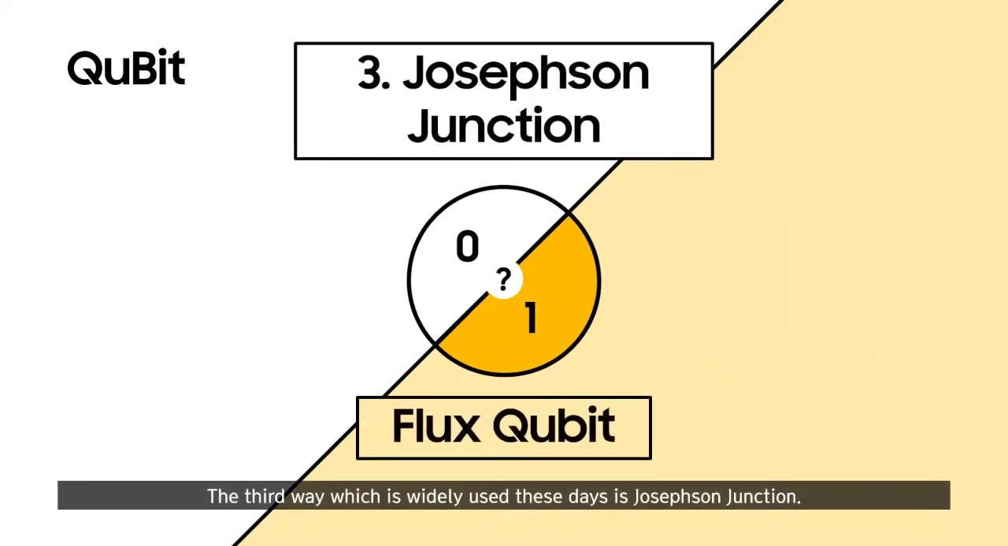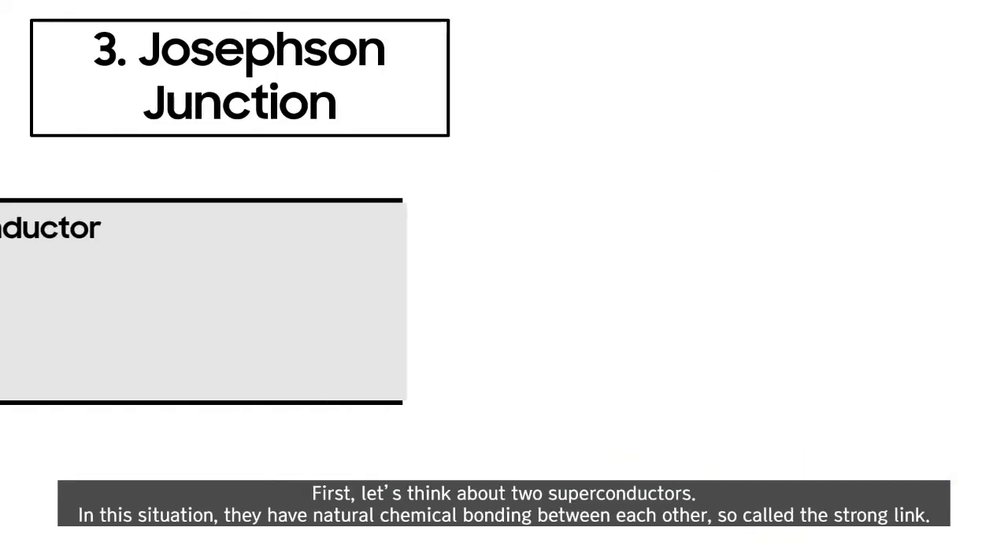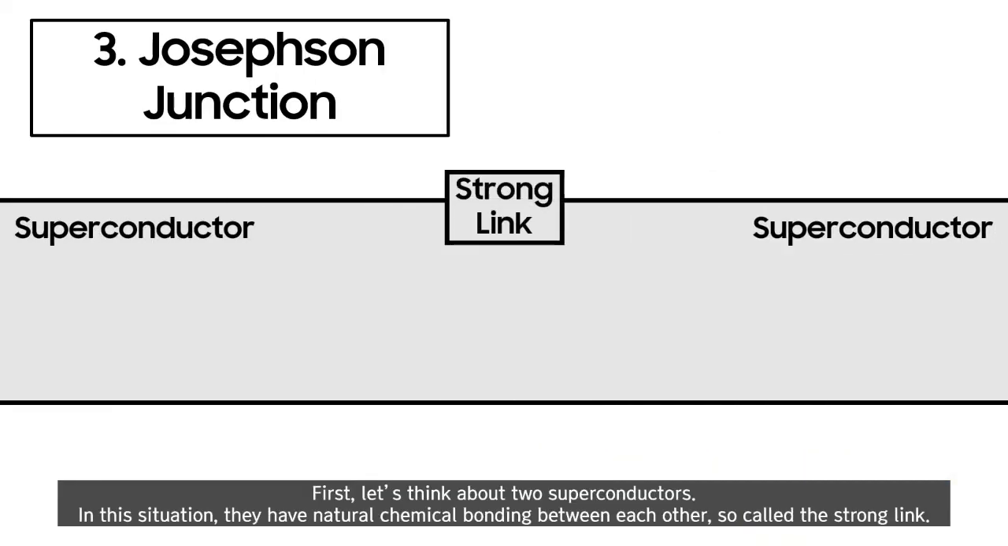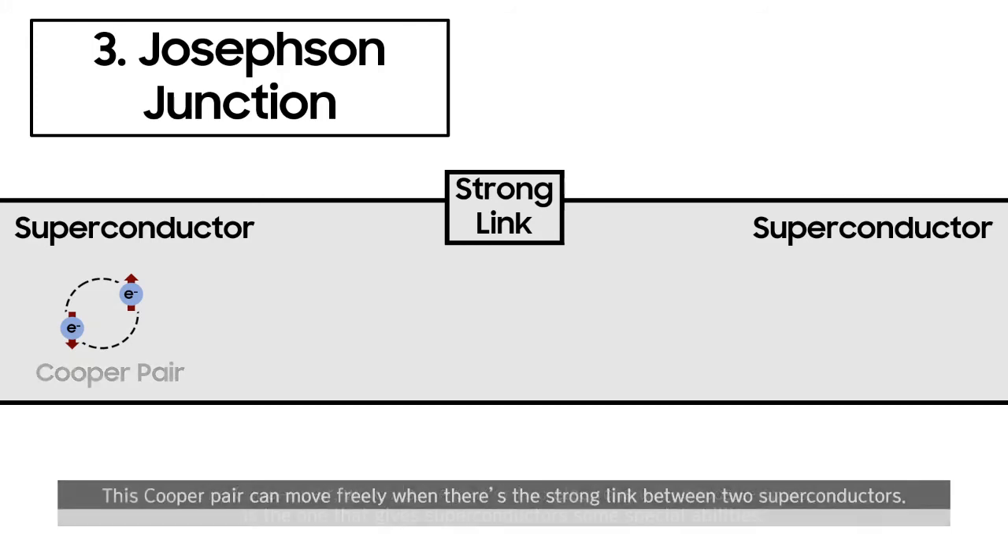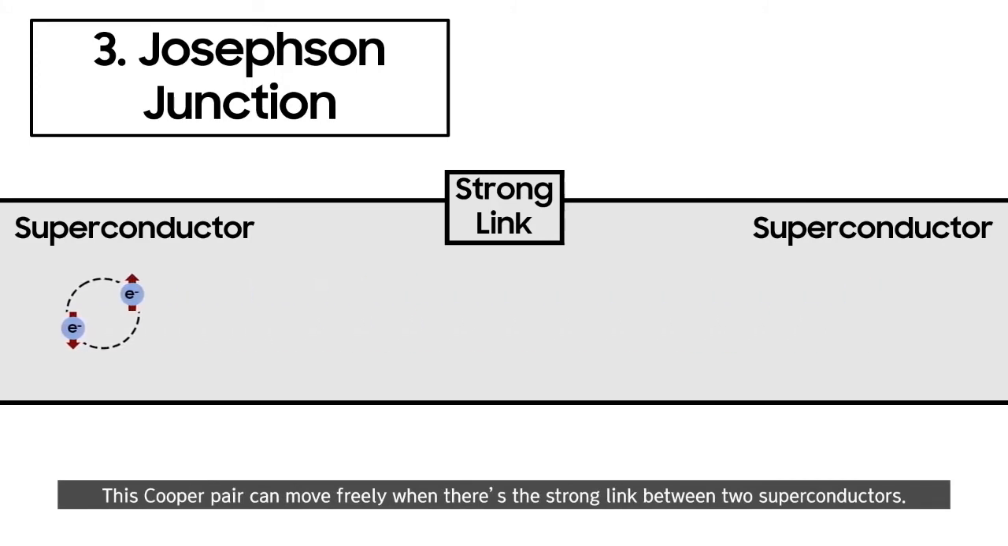The third way, which is widely used these days, is Josephson junction. First, let's think about two superconductors. In this situation, they have natural chemical bonding between each other, so-called the strong link. The Cooper pair, which is the pair of two electrons with opposite spins, is the one that gives superconductors some special abilities. This Cooper pair can move freely when there's the strong link between two superconductors.